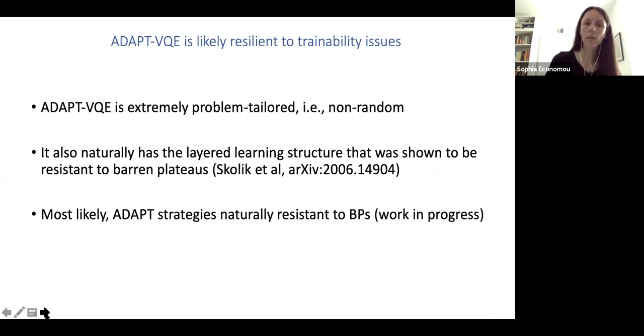I also would like to make a comment here that ADAPT-VQE, the structure of this algorithm is a little bit reminiscent of this paper I showed you of trainability and how to overcome barren plateaus, in the sense that because you're growing the ansatz dynamically and you're optimizing the parameters on the way, the new set of operators will see the optimized parameters already. So we have reason to believe that ADAPT naturally behaves better and is resistant to barren plateaus, these optimization issues. We have some unpublished work, this is a work in progress, where we examine this question in more depth.